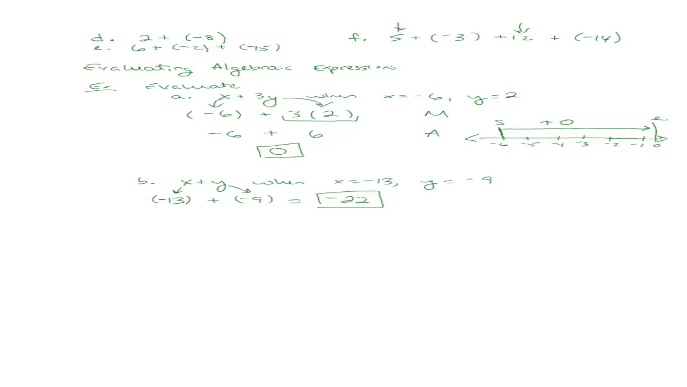Again, that makes some sense. Let's double check, make sure this makes sense. If I owe $13 and then I owe an additional $9, I'm going to owe a total of $22. So my answer should indeed be negative.